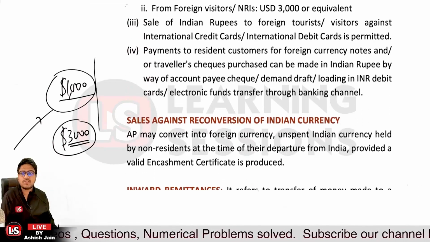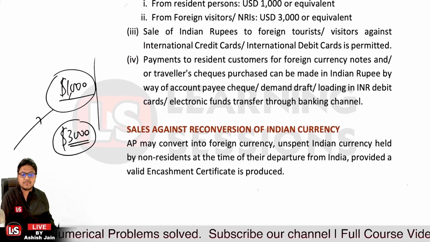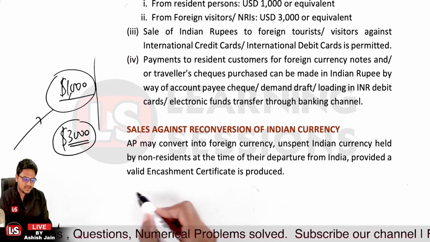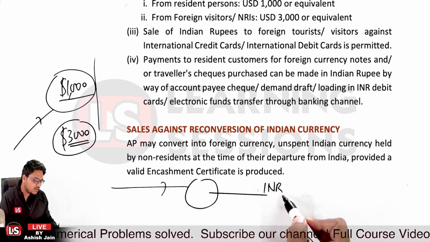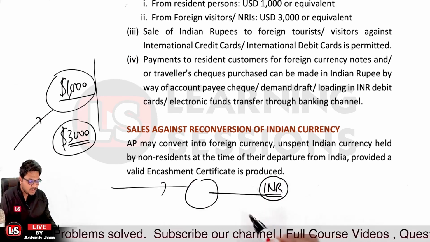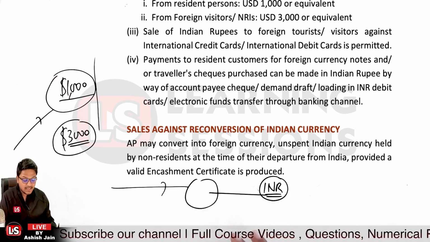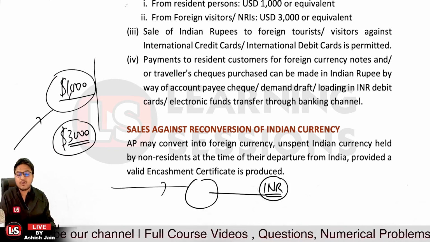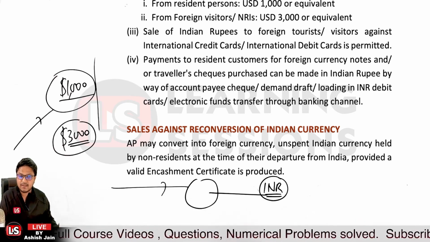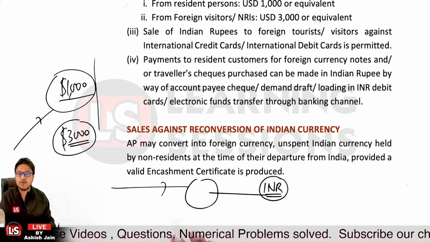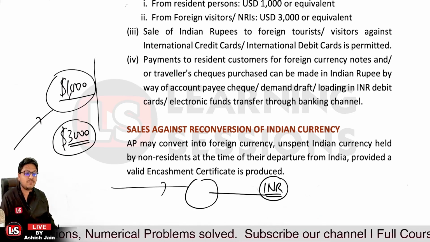And then it's related to sales against reconversion of Indian currency. It could be the case that a person has visited India and converted the amount into Indian rupees, but has not spent or utilized the INR. Now when they are departing from India, in that particular case the authorized persons can convert it back into foreign currency. The unspent Indian currency held by non-residents can be converted back into foreign currency, but provided they have a valid encashment certificate.